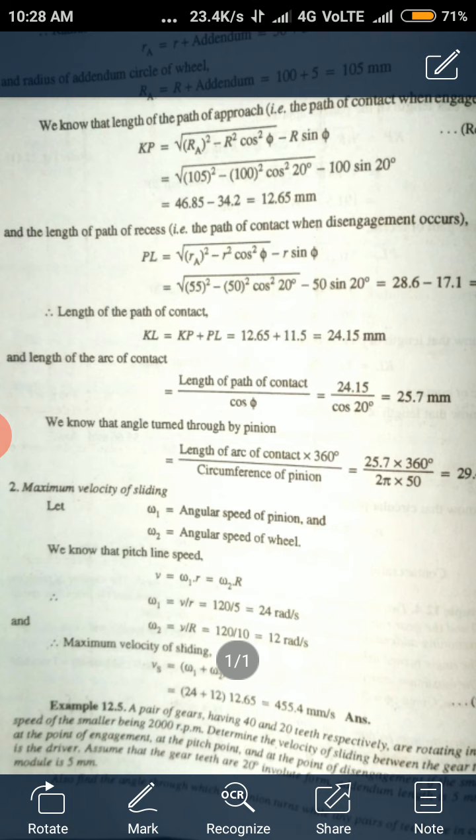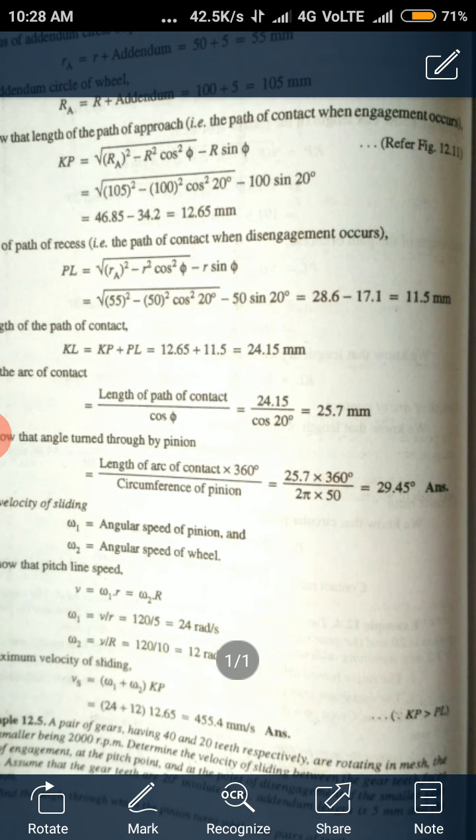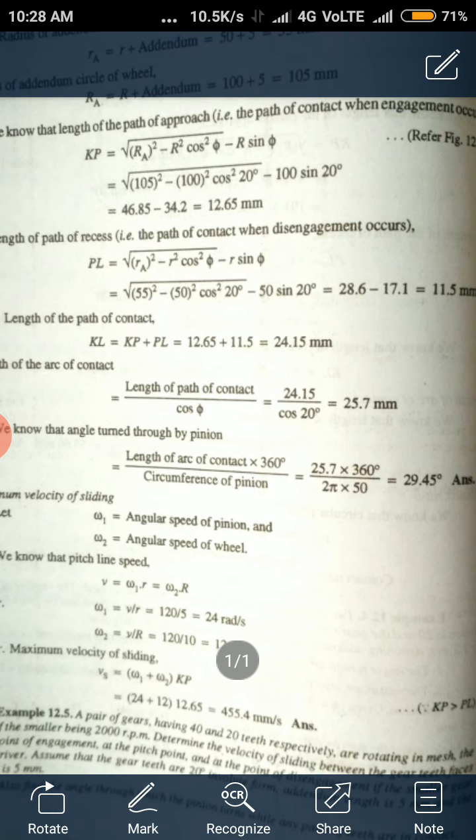Then we'll go for calculating the maximum velocity of sliding, or the sliding velocity during the engagement. To determine that, what is the formula? Vs equal to omega 1 plus omega 2 into Kp. Kp is the length of the path of approach. So we'll find omega 1 and omega 2. By using the relation, the pitch line velocity or rolling velocity V equal to omega 1 into r, that's equal to omega 2 into R.